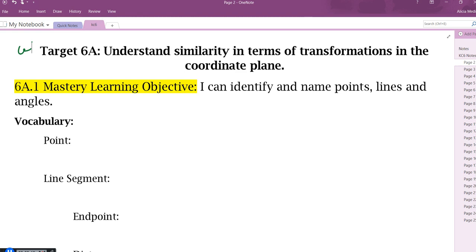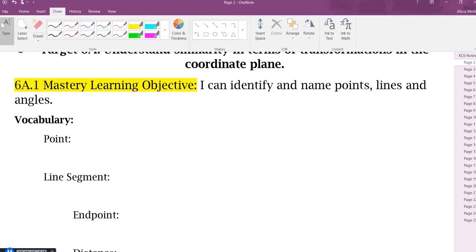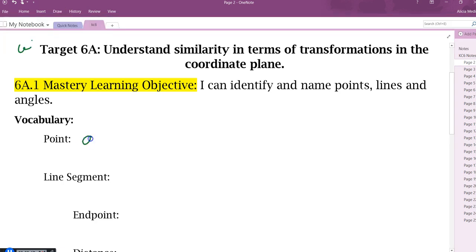So some vocabulary. What is a point? A point is an exact location. So typically you'll see a little dot, a point, and then it has to be labeled. So it could be a letter, it could be a number, however it labels that point.